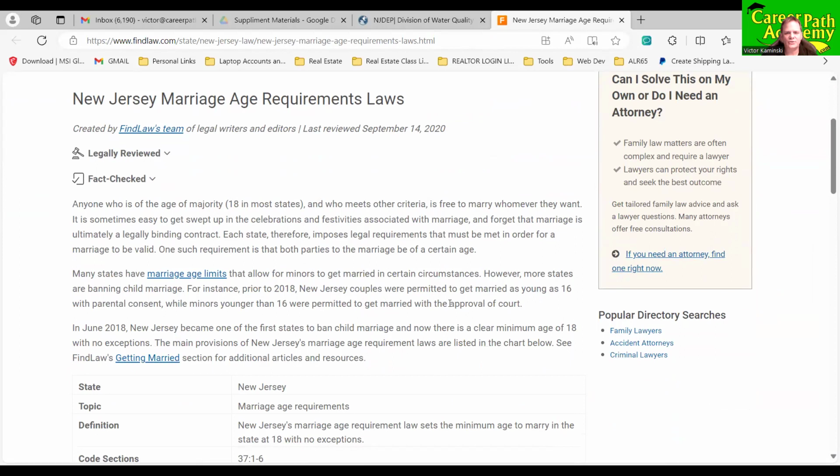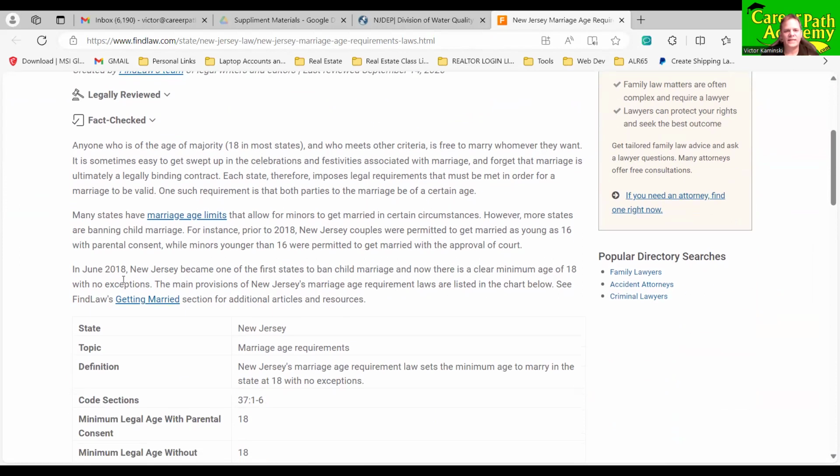Prior to 2018, New Jersey couples were permitted to get married as young as 16 with parental consent, while minors younger than 16 were permitted to get married with the approval of a court. But in June 2018, New Jersey became one of the first states to ban child marriages. That even sounds wrong, doesn't it? Child marriage. You know, we were one of the first states to ban child marriages, and now there's a clear minimum age of 18 without any exceptions whatsoever.